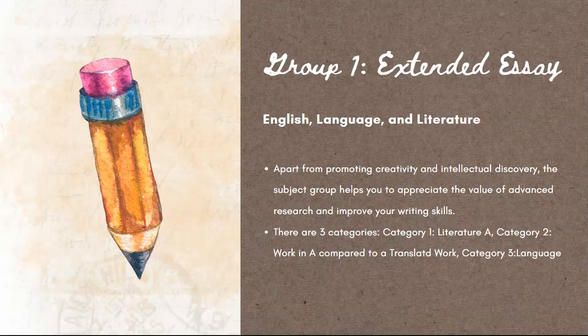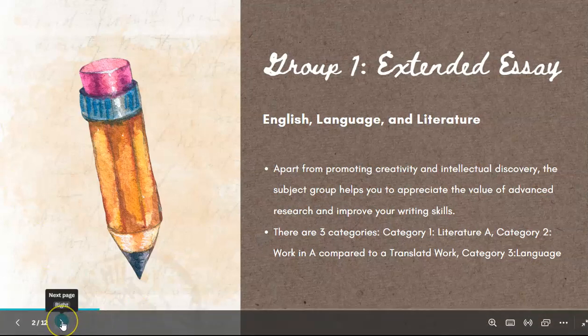There are 3 specific categories for the Group 1 English Language Literature Extended Essay. So Category 1 is on literature. Category 2 is on a work in literature A compared to a translated work. And category 3 is language. I'm going to take some time being a little bit more specific about what we mean about these 3 categories.